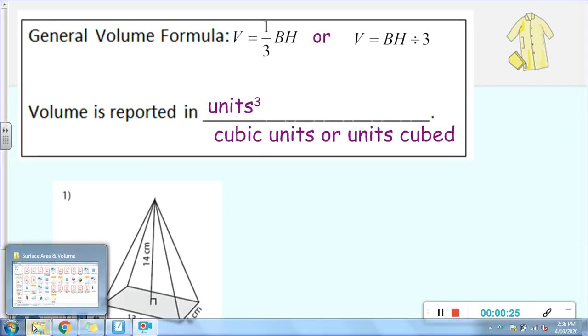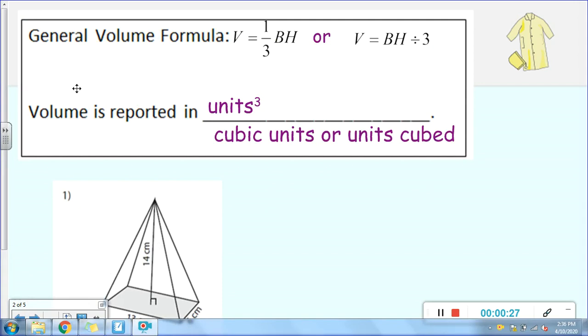All right. So today the formula that we're going to use is almost identical to yesterday. Yesterday we had just volume equals the area of the base face times the height. Today we're throwing in that 1/3 part of it. And you can also divide by 3 if you don't want to multiply by 1/3.